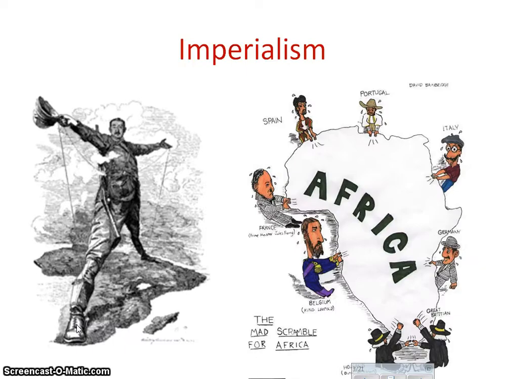So, after the Industrial Revolution, what ends up happening is a lot of countries end up trying to compete with each other. And what ends up happening when these countries are trying to compete is that they all want to get more and more resources and raw materials. This is the start of what we would call imperialism.